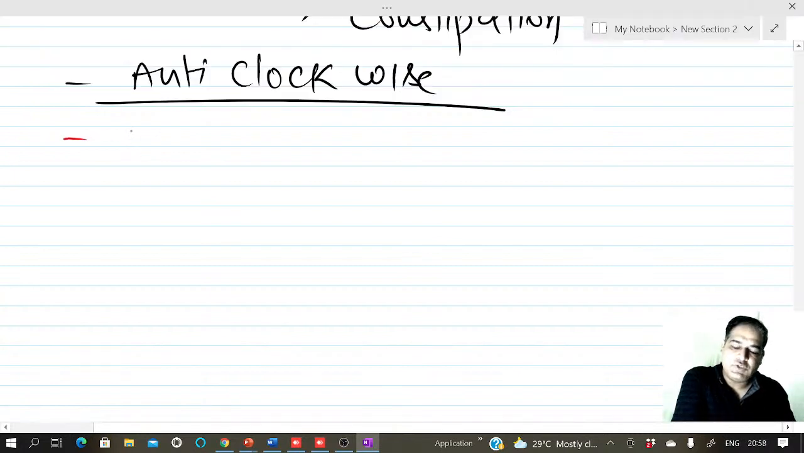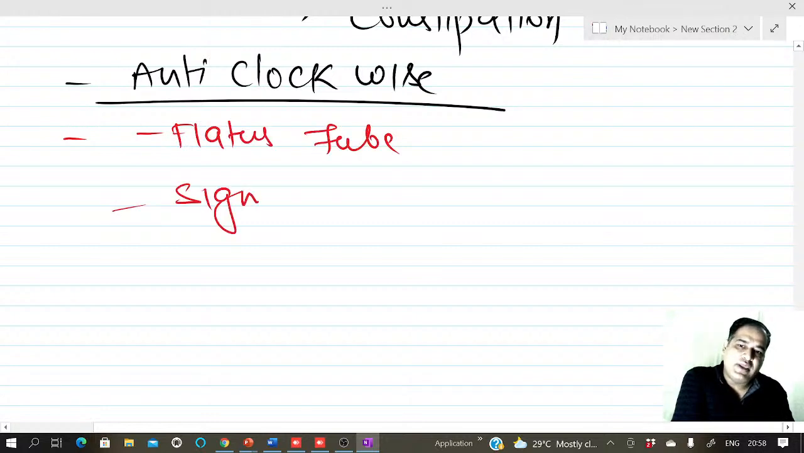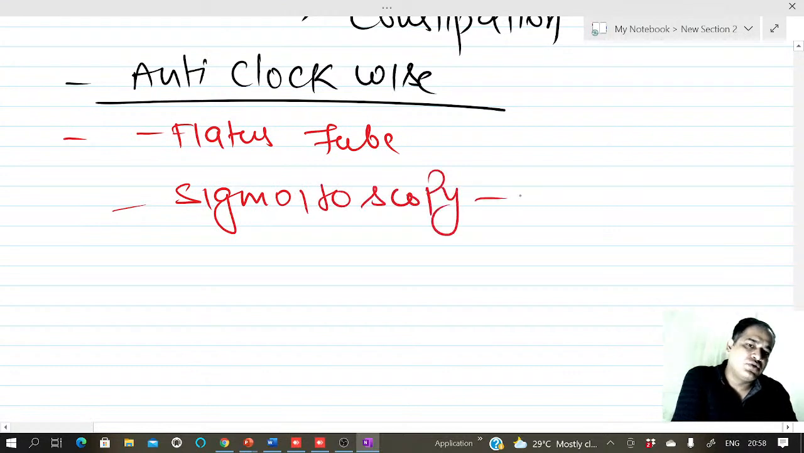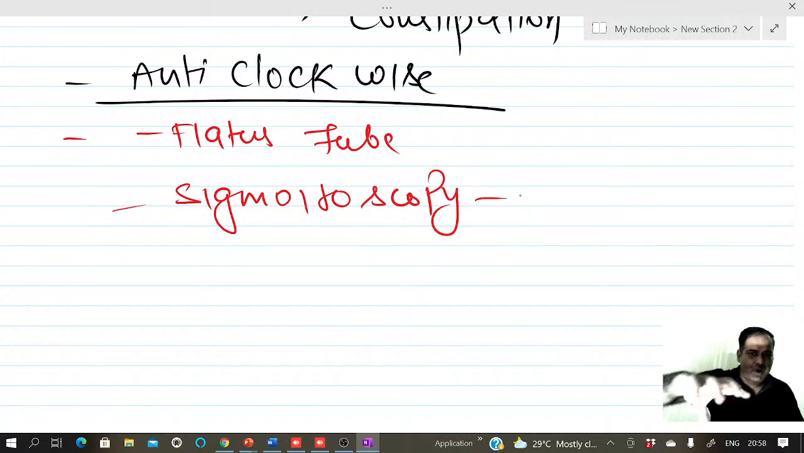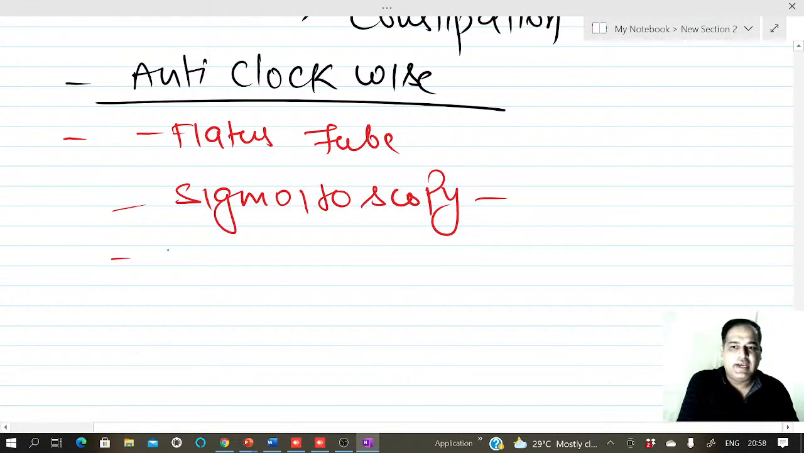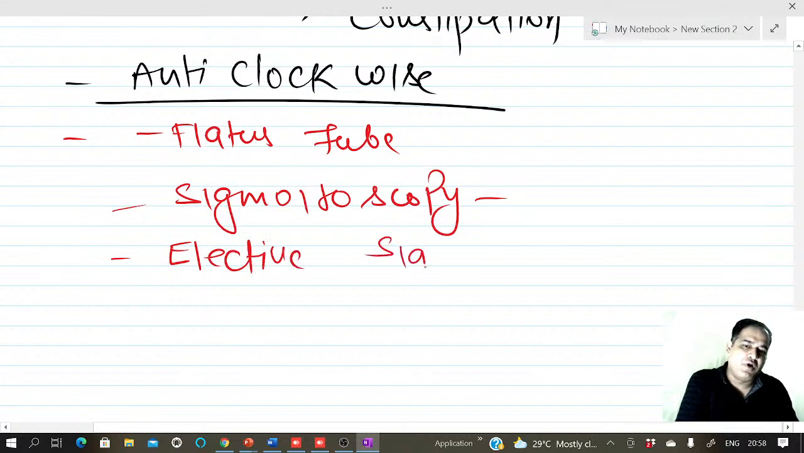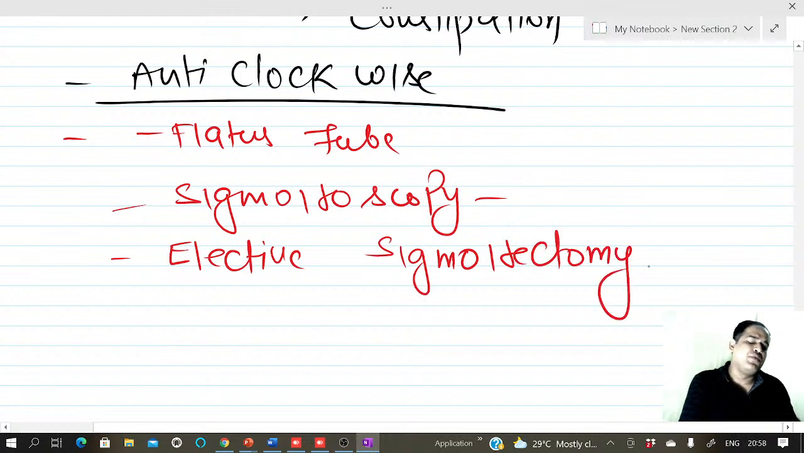Fine. So what we can do is we can pass a flatus tube, or we can do sigmoidoscopy, rigid sigmoidoscopy. If you do the rigid sigmoidoscopy, all the gases will come out and immediate detorsion will occur. After that, we can perform elective sigmoidectomy.